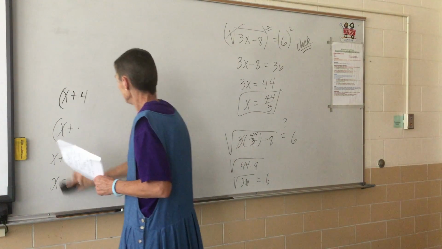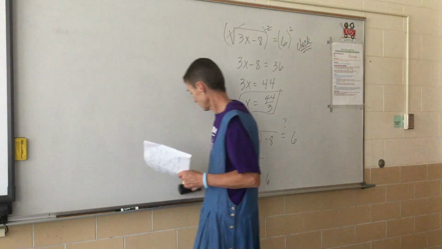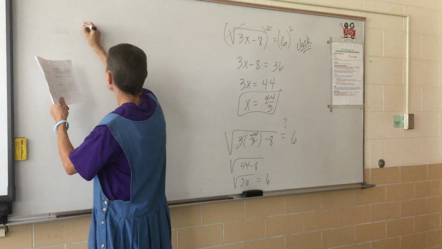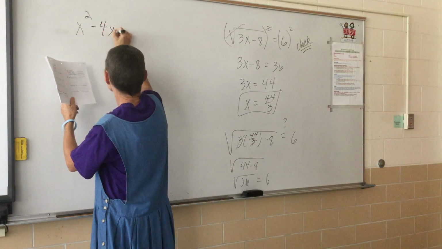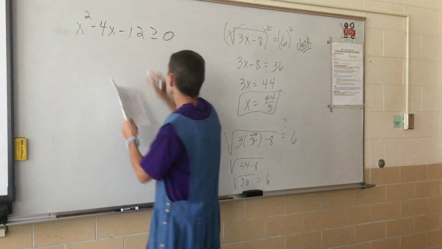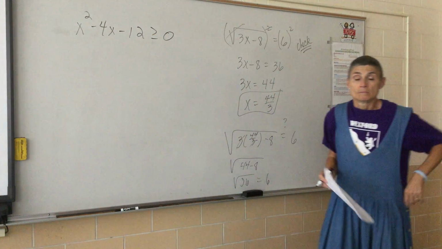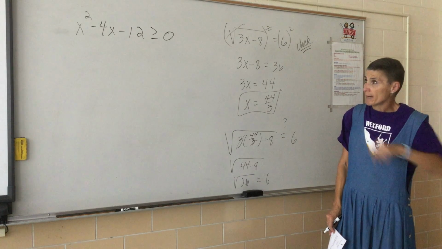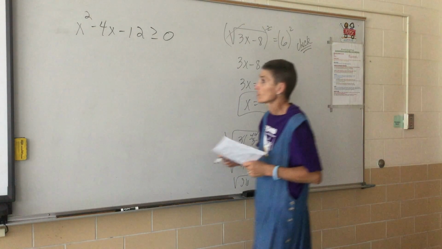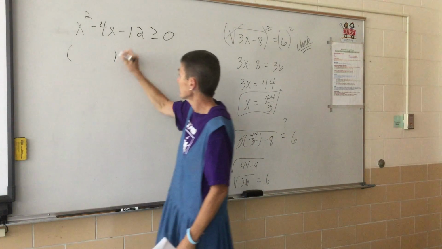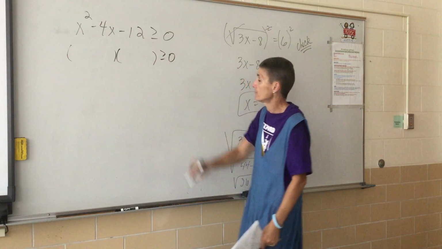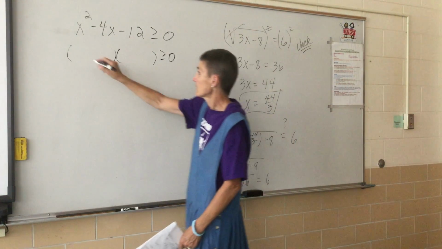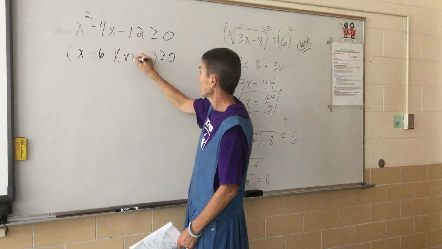All right. Now C. Quadratic inequality. So the first thing we're going to do is factor it. Take a moment. Can you figure out how to factor that? Do you see how that factors? X minus 6, x plus 2.